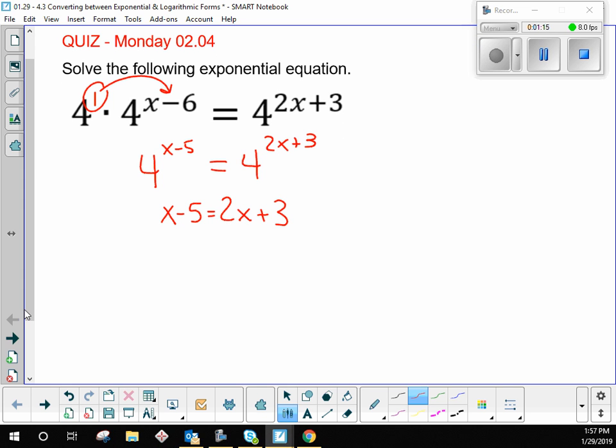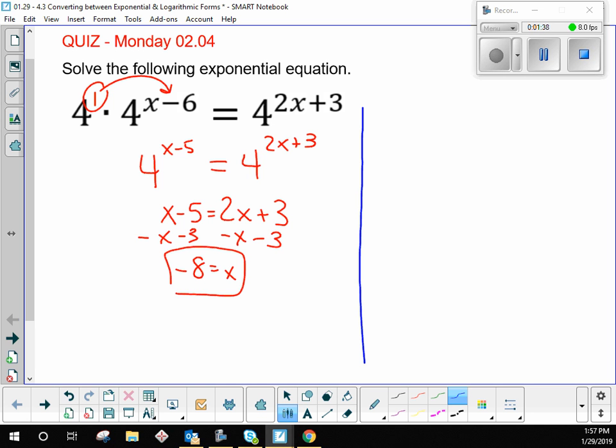And so then from here you just put your x's to one side, your constants to the other, and you get negative 8. Who got negative 8? Okay. So it's not really as tricky as it first seems once you just remember our exponent rules. I want to give you one other example.